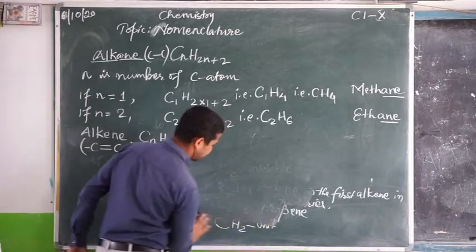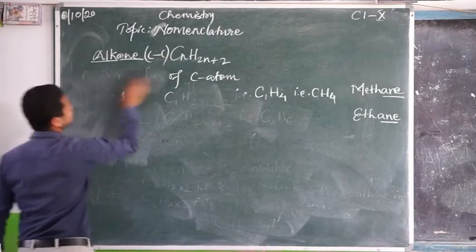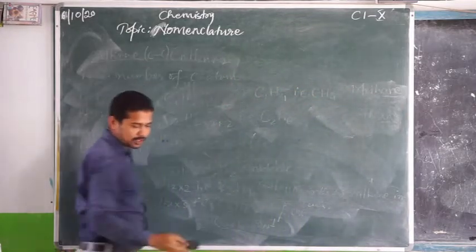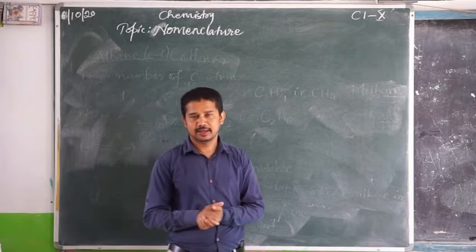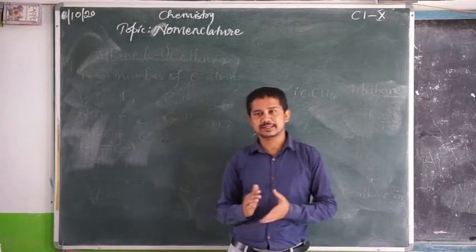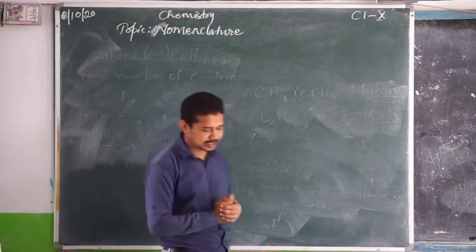So today we'll be doing nomenclature. Now, what do you mean by nomenclature? I think you are familiar with the word nomenclature. Nomenclature means the system of naming, the scientific way of naming. Since this is organic chemistry, here we'll be naming organic compounds.